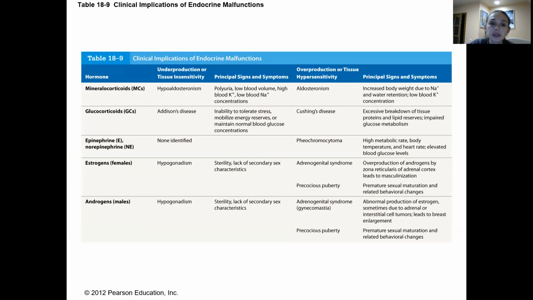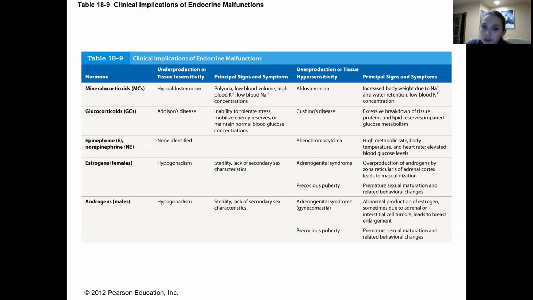Mineralocorticoids: hyperaldosteronism. The main symptoms will be polyuria, low blood volume, high level of potassium, and low level of sodium. Or aldosteronism, which will have the opposite effect: increased level of sodium, low level of potassium, and increased blood pressure. Glucocorticoids: when we have a deficiency of hormones, it leads to Addison disease.